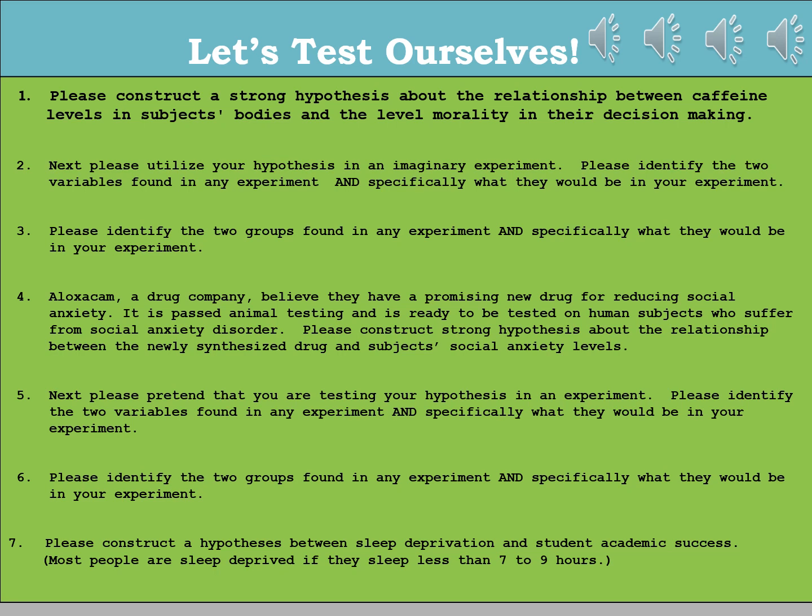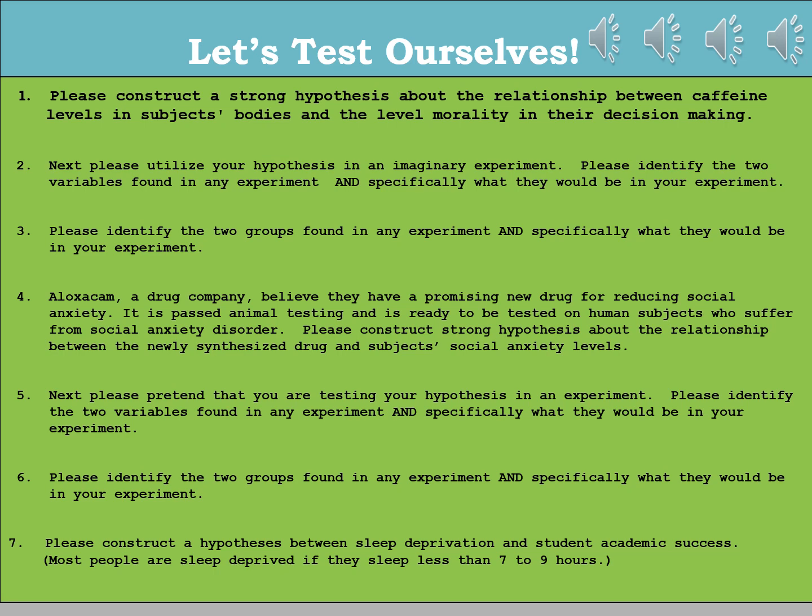For number 4, perhaps your hypothesis was subjects given the drug created by aloxicam will have decreased social anxiety levels. If that was your hypothesis, then number 5, you would identify independent and dependent variable. Independent variable is a treatment, so it would be the drug. The dependent variable would be social anxiety levels. For number 6, you identify the groups, experimental group and control group. Experimental group would be the subjects that were given the drug. Control group would be the subjects who were not given the drug.